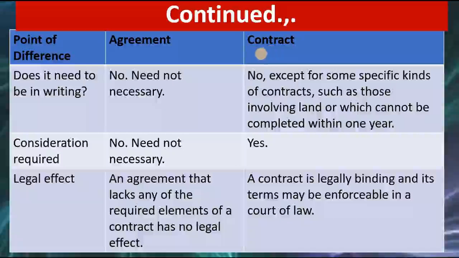But there are exceptions we have, except for some specific kinds of contracts such as those involving land or which cannot be completed within 1 year. For example, a partnership may be oral or may be written. But if we consider the Companies Act, it should be in a written form. A memorandum of association should be in written form. Articles of association should be in written form. So there is an option either in oral form or in written form. But in case of agreements, not necessarily in the form of writing.